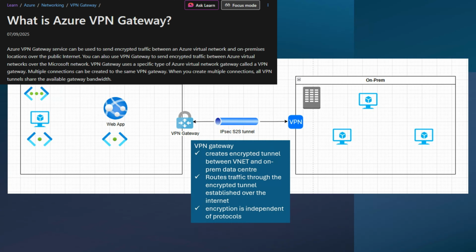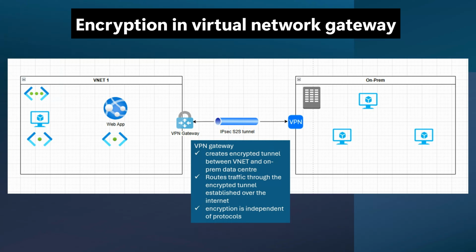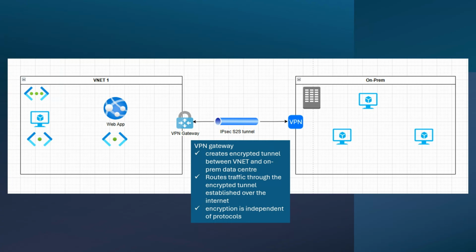Virtual Network Gateway creates an encrypted tunnel between the VNet and the on-prem data center. The tunnel is established over the public internet, but the encryption is independent of the protocol. If we send HTTP traffic through the tunnel, the traffic will still be encrypted. If we send HTTPS traffic, then we'll have double encryption. First, we'll have the TLS encryption at the application layer, then we'll have network level encryption on top of the TLS encryption. Therefore, VPN Gateway is a cost-effective solution to create a private network between a VNet in Azure and an on-prem data center.